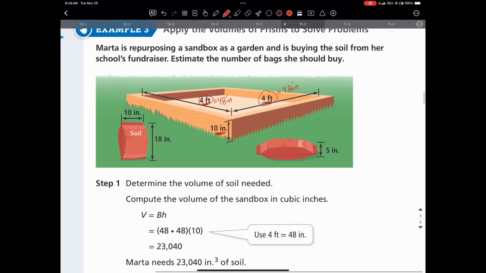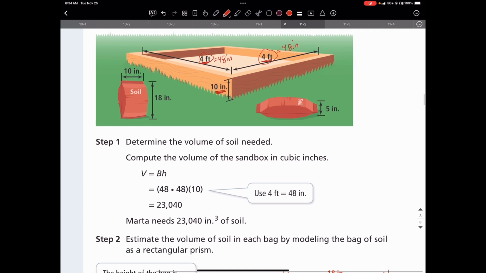All right. So step one, determine the volume of the soil needed. Compute the volume of the sandbox in cubic inches, right? Change it to inches. So the volume is base, that's the area, times height. So your base would be 48 times 48 times your height of 10. So that's 23,040 cubic inches. Now, I know it seems like a big number. I would leave it in inches because your bags of soil, it comes in inches, right?